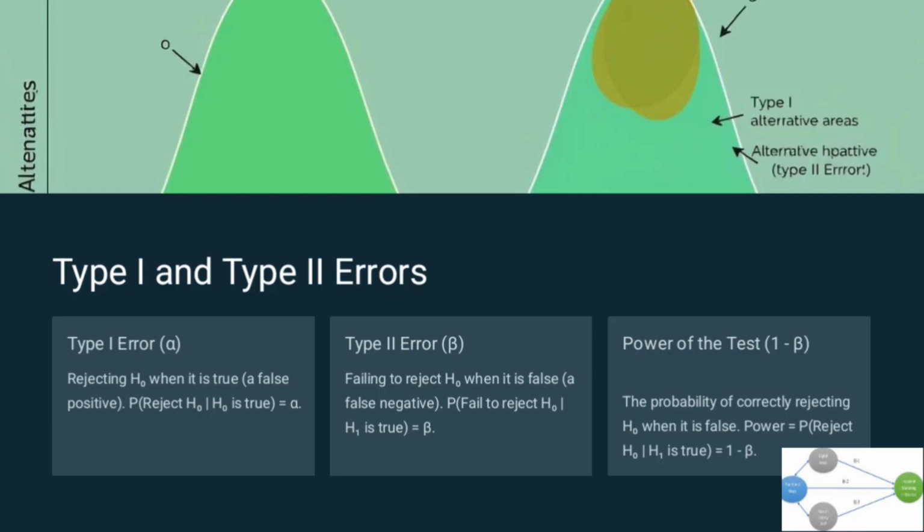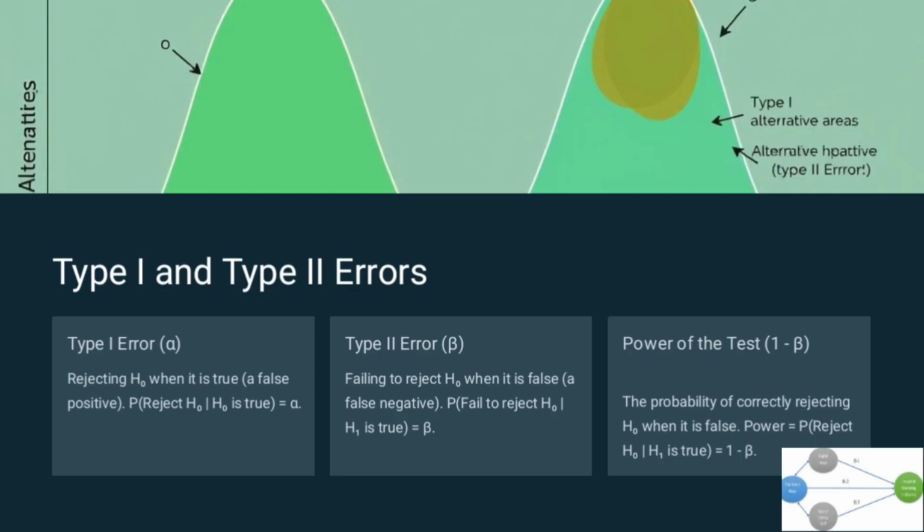Now we can see type 1 and type 2 errors in hypothesis testing. Type 1 error is denoted by alpha, rejecting H0 when it is true, a false positive. P(reject H0 | H0 is true). It is a type 1 error alpha, rejecting the null hypothesis H0 when it is actually true, a false positive. The probability of a type 1 error is denoted by alpha.